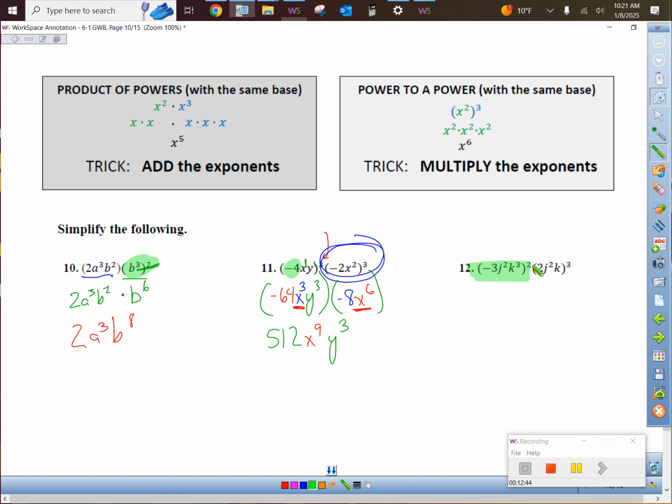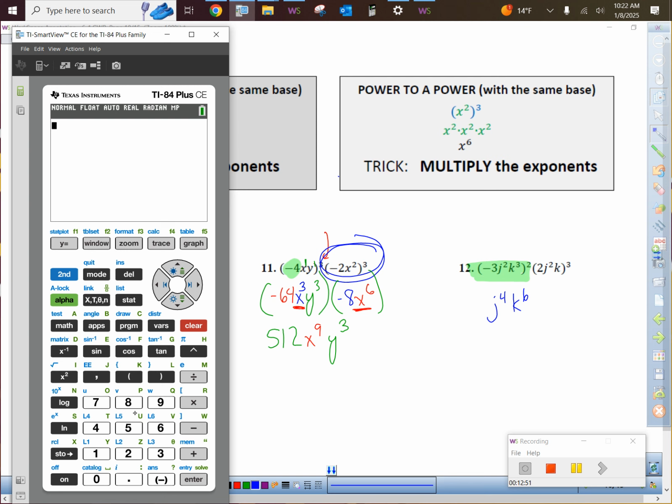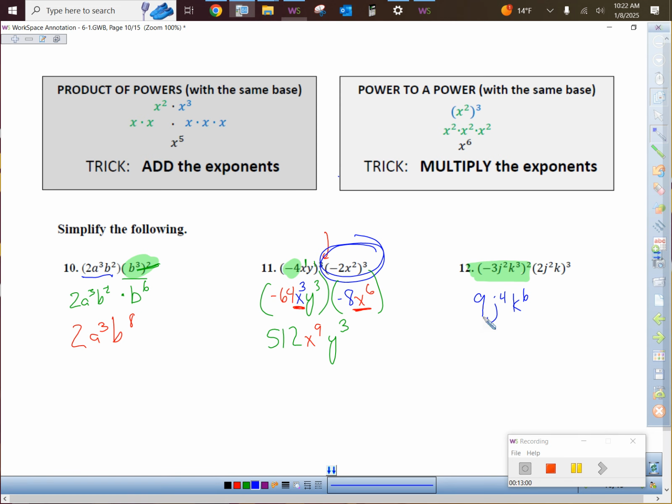You see there's that little 2 on the outside. Got my j's taken care of, and then this -3 squared is actually going to turn out to be positive, right? If you realize that when you take a negative number times itself an even amount of times, the negative goes away. And then we have this times 8j to the 6th, k to the 3rd. And then you just multiply all those together.